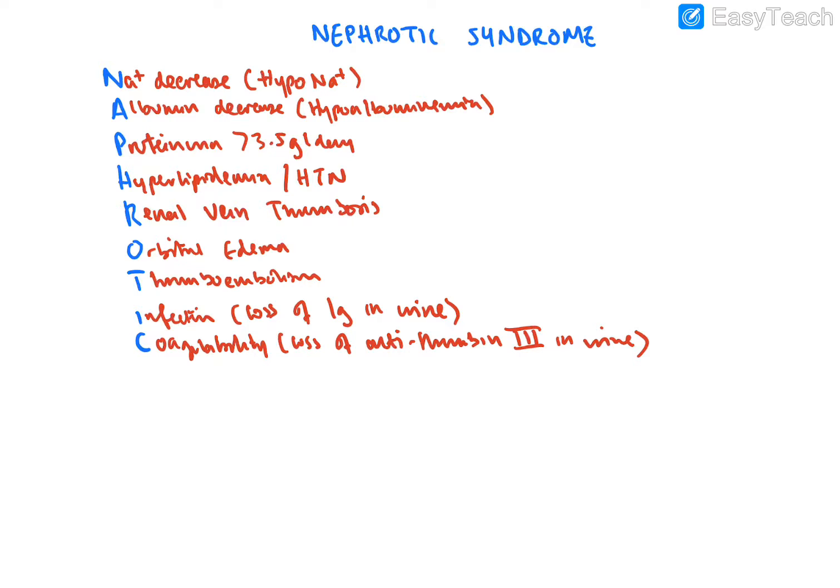Hi guys, in this video we will be talking about nephrotic syndrome, the different diseases associated with nephrotic syndrome, and the key features with regards to symptoms as well as associations, as well as the things you might find on electron microscopy, immunofluorescence, and light microscopy for each disease that can cause nephrotic syndrome.